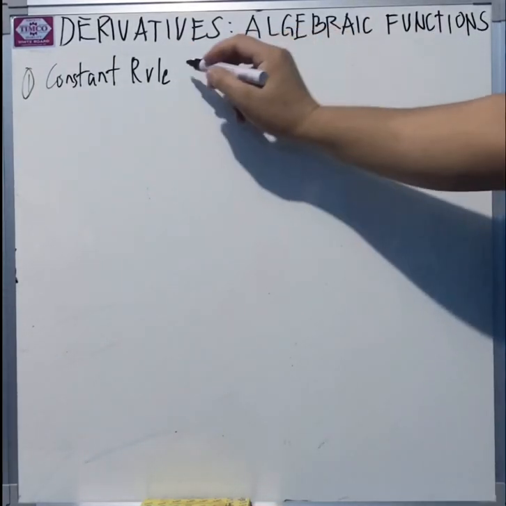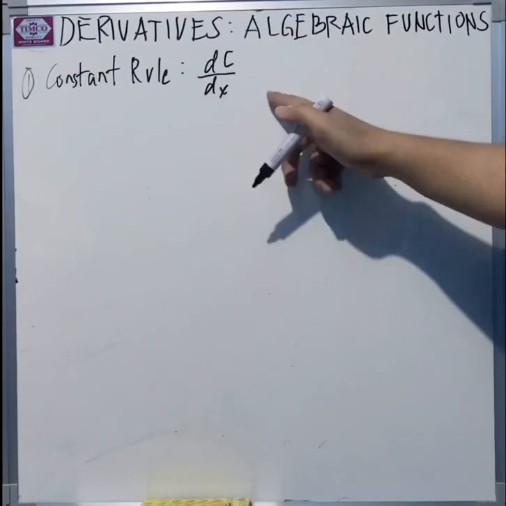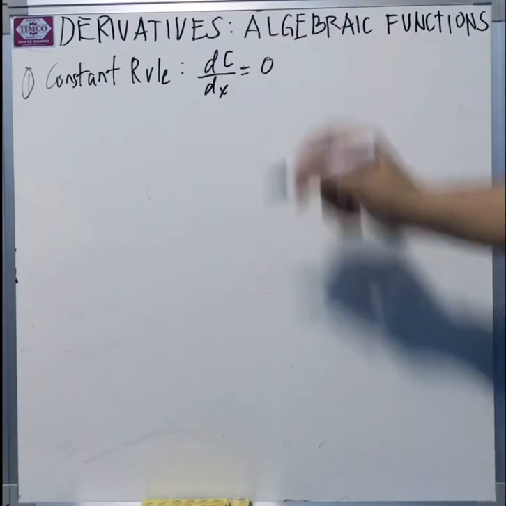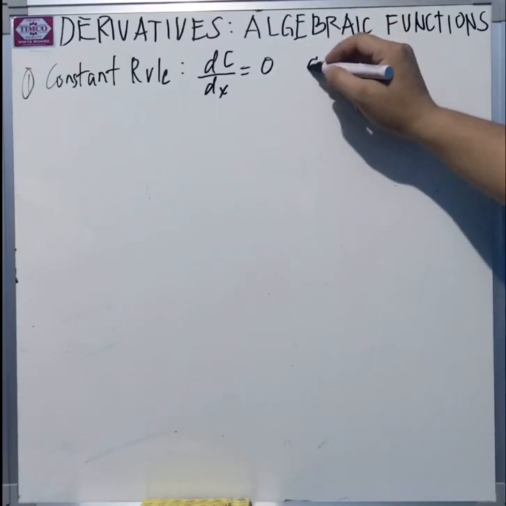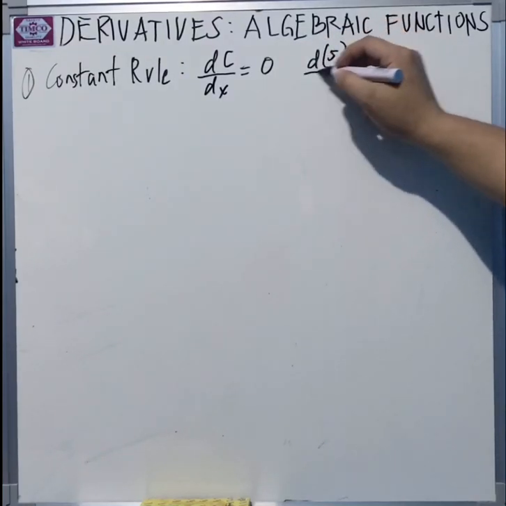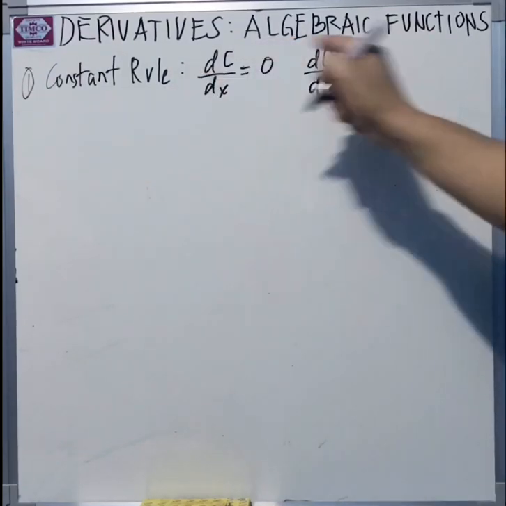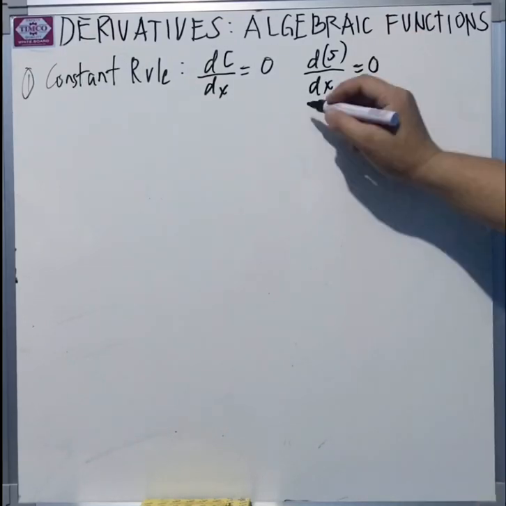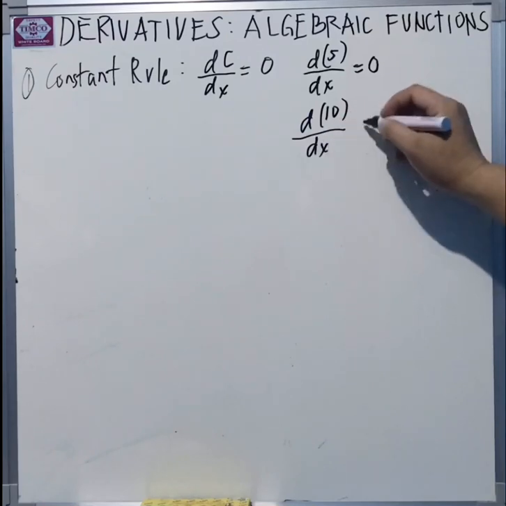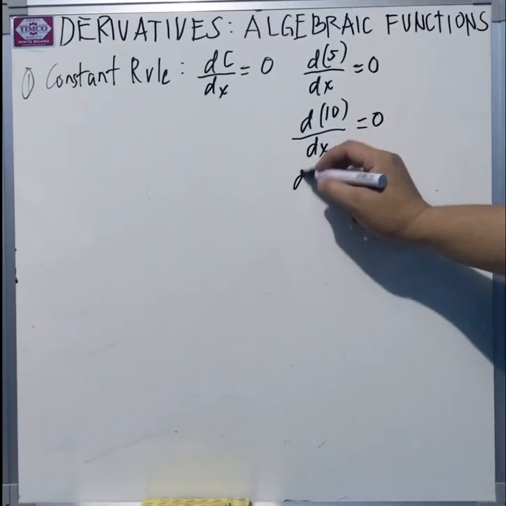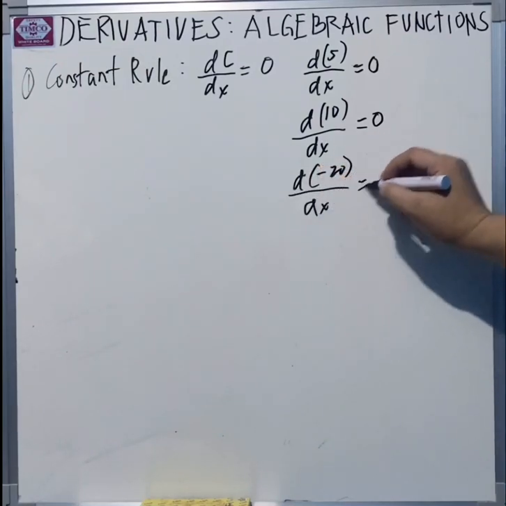So, if we have the derivative of a constant with respect to dx, that is equal to 0. Ang example niyan, kung kukunin natin ang derivative of constant 5 with respect to dx, derivative of a constant is equal to 0. Another example, the derivative of 10 with respect to dx is equal to 0. Derivative of negative 20 with respect to dx is equal to 0.